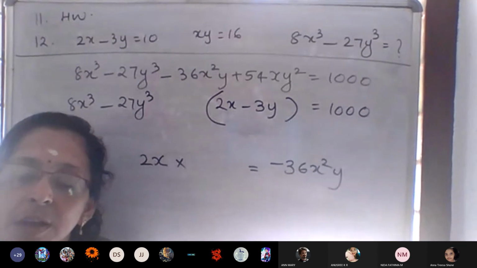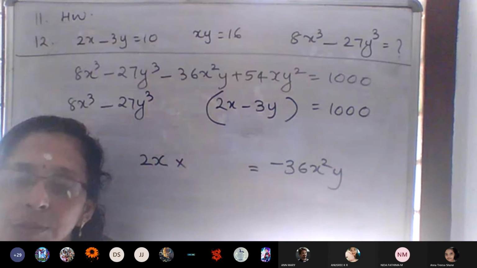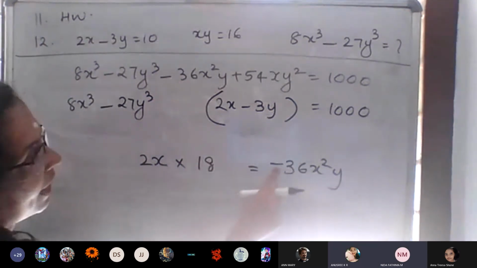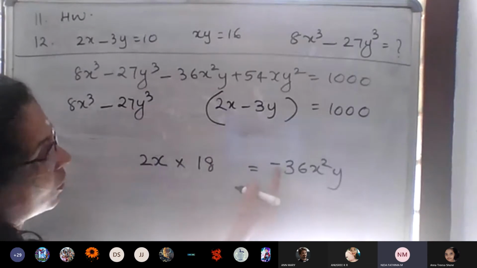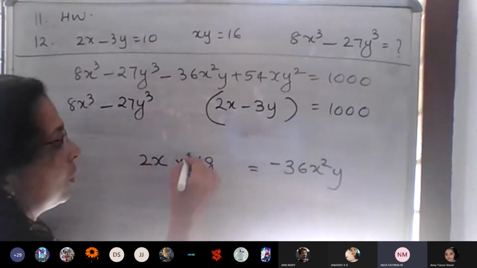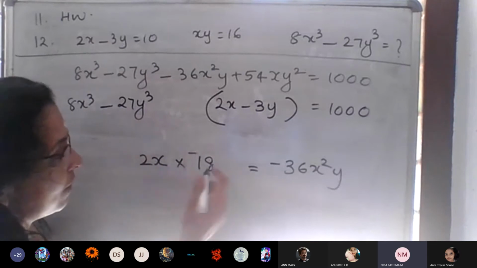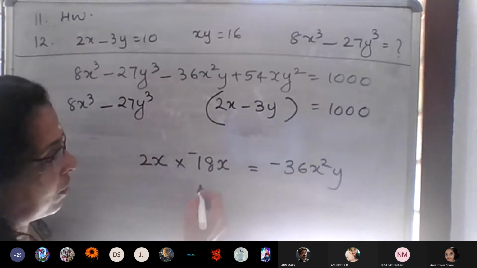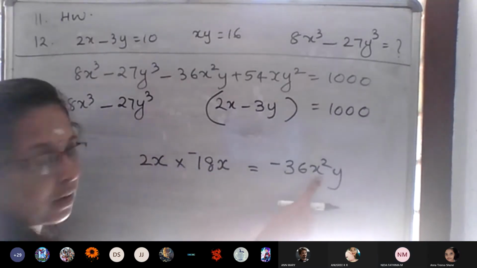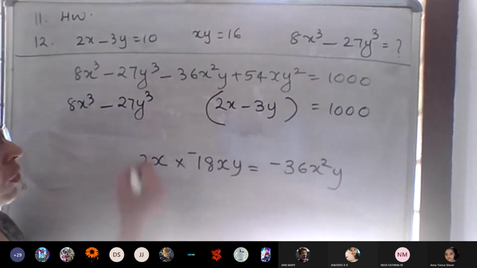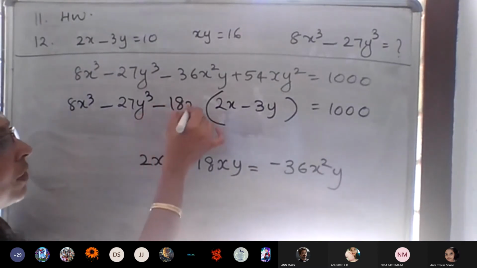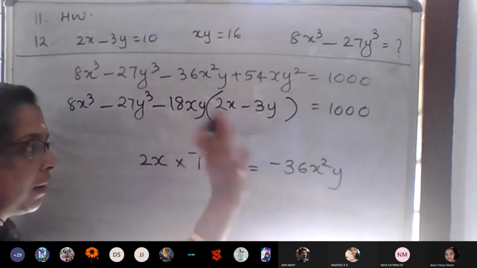2 into dash is equal to 36. 36 divided by 2 is 18. Negative, so negative 18xy. We have 1x, so we have to write one more x, then only we will get x square. No y there, so y. So negative 18xy, if you write here, automatically this will be correct.